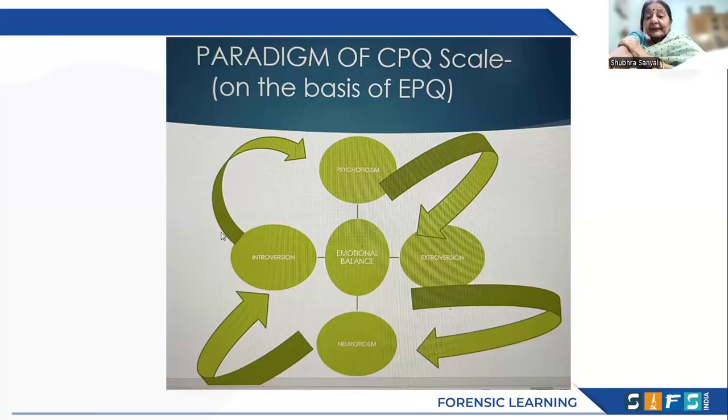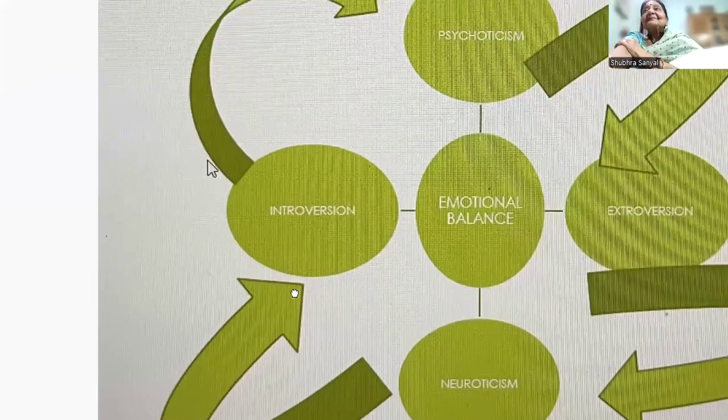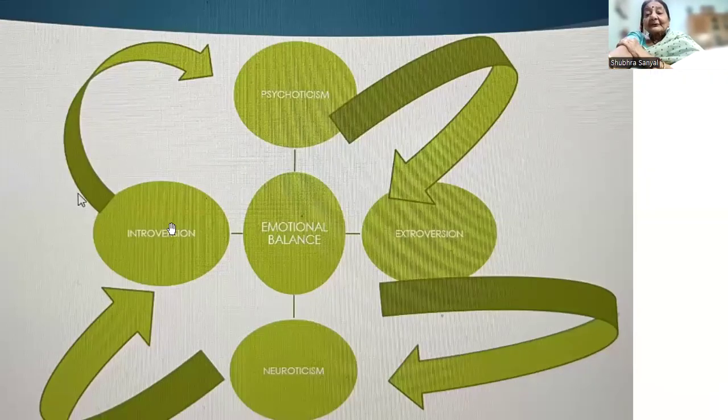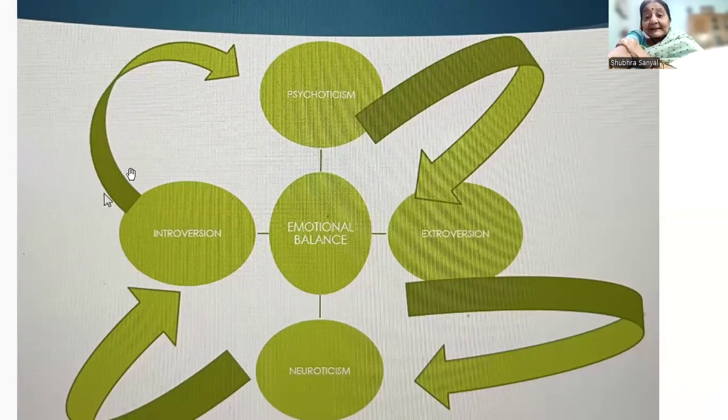Now, in the case of psychotic and introversion, on this side, just expand it. Yes, ma'am. Introversion. Now here the person says, I'm okay, you're not okay. Introvert: I'm okay, you're not.